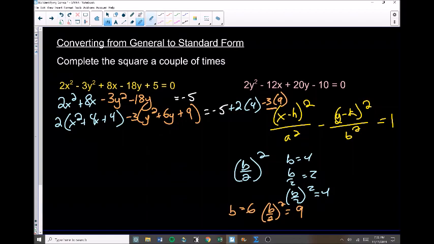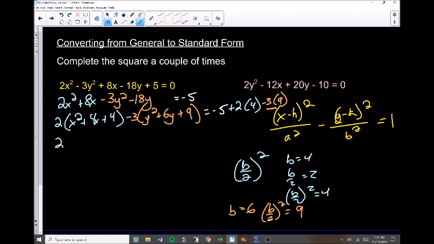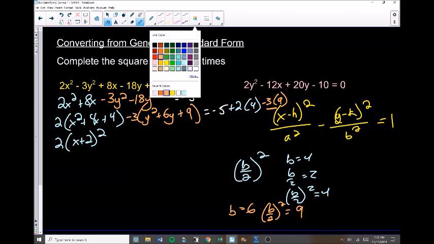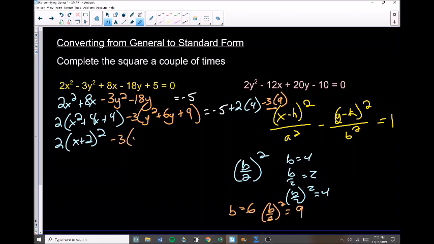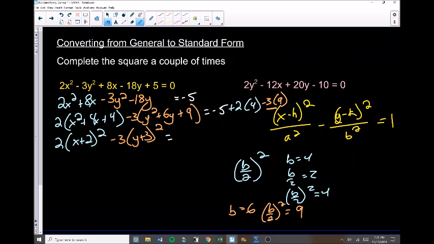Well, the whole point of completing the square is it makes the factoring really simple. The left side now factors into 2 times x plus 2 squared. The y's become negative 3 times y plus 3 squared. And then I'm going to simplify and combine all the like terms on the right side. Negative 5 plus 8 is negative 3, minus 27 is negative 30. I get a negative 30 over here. Is that right? Negative 27? No, negative 24.